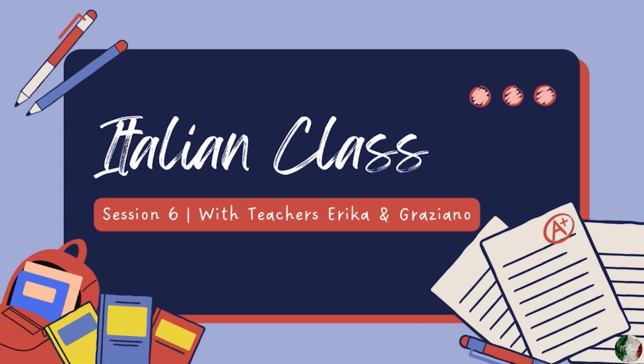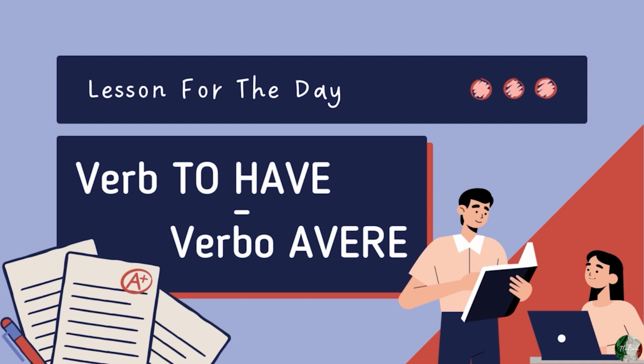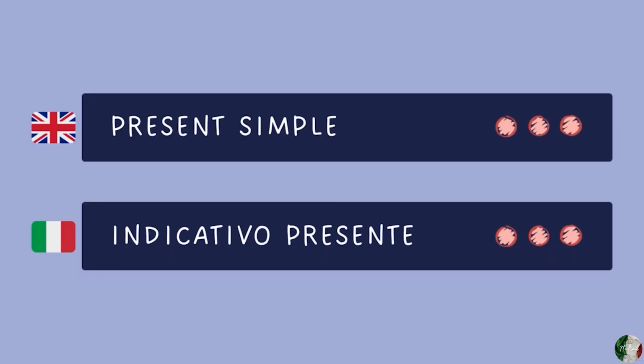It's me, your teacher, Graziano, and today's lecture, as we already mentioned in the previous one, will be about the verb to have, or in Italian, verbo avere. So let's start with the present simple or indicativo presente.